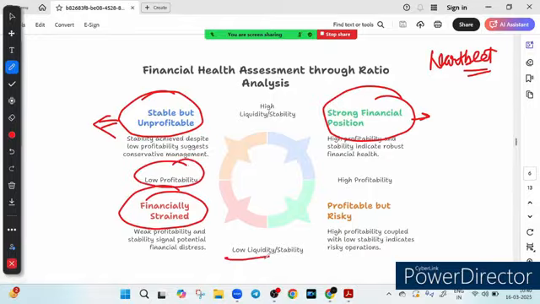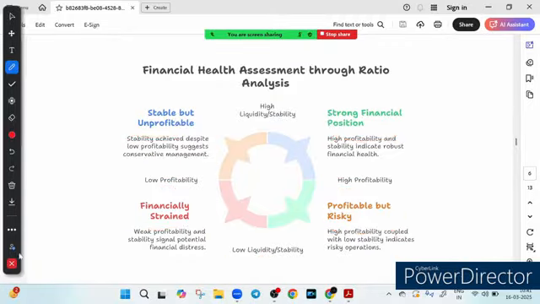profit and stability. And finally we have profitable but risky. So high profitability, low stability. Big profit might seem great, but without financial stability, it's like walking on a tightrope. One wrong move and the business could face serious trouble. So balancing risk and reward is the key. Right. Now let's look at some ratios.